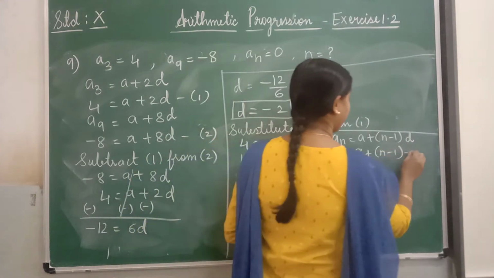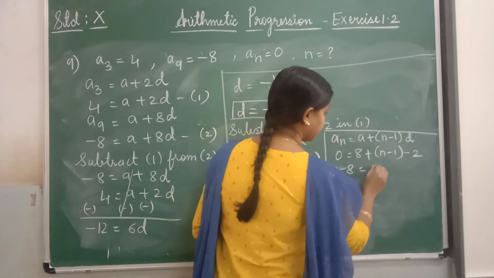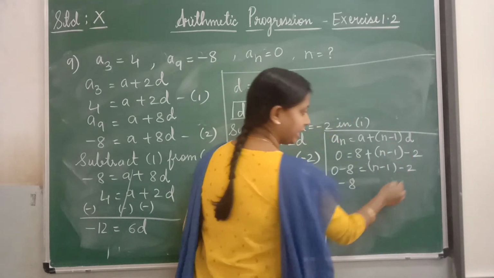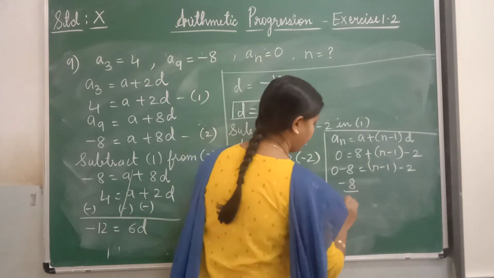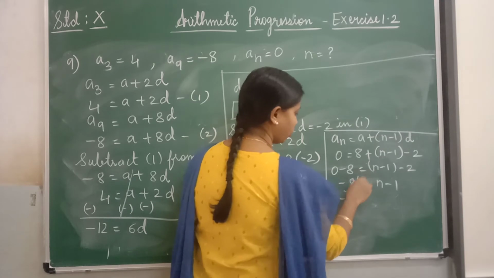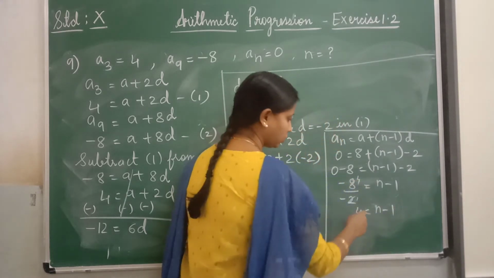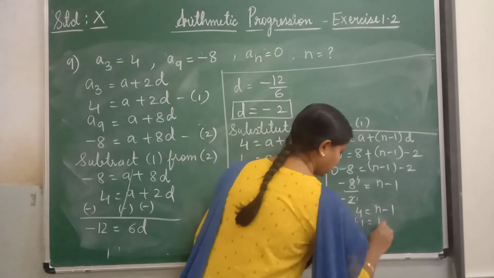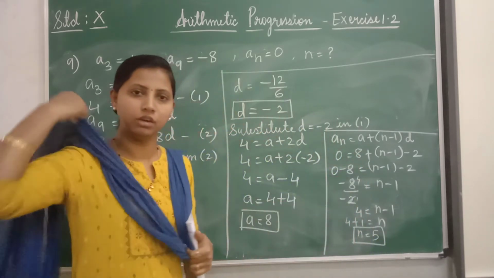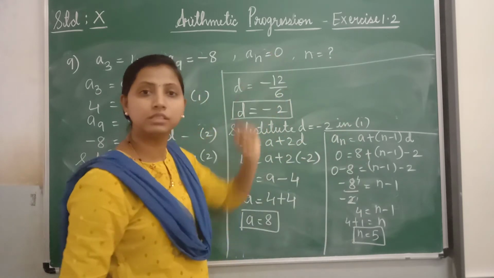D is minus 2. So 8 you can take to this side: 0 minus 8 equals n minus 1 into minus 2. So it is minus 8. Minus 2, if I take it to the other side, it will be divided by minus 2, equals n minus 1. 2 ones are 2, 2 fours are 8, and on both sides the minus signs get cancelled. 4 equals n minus 1. Minus 1 on this side, 4 plus 1 equals n. That is n equals 5. So it means that the fifth term of the AP is 0.